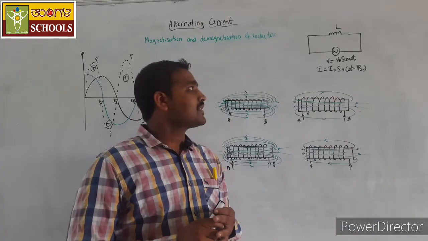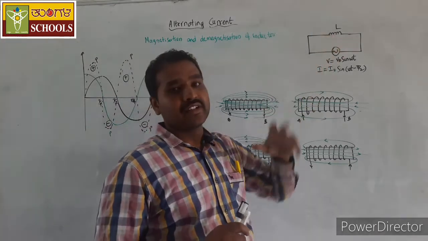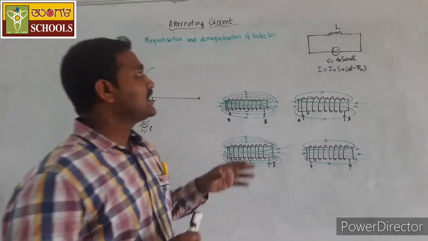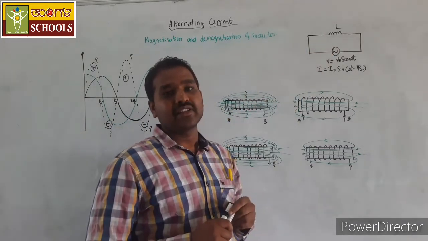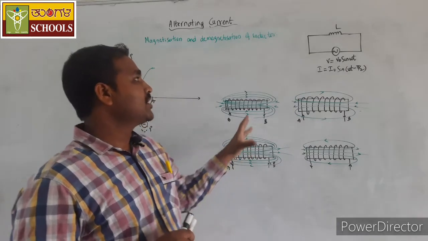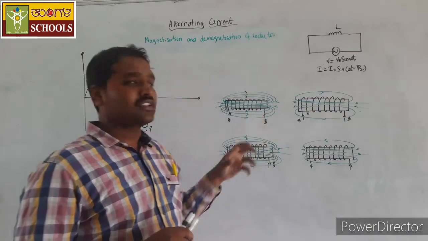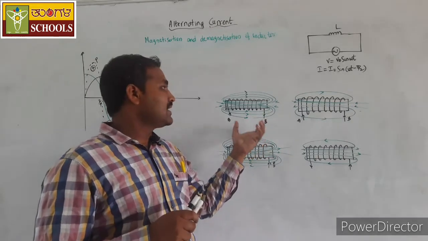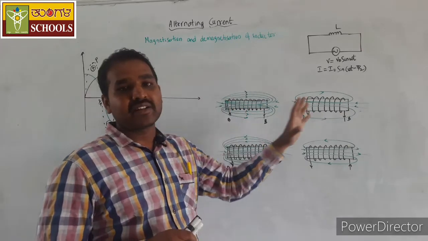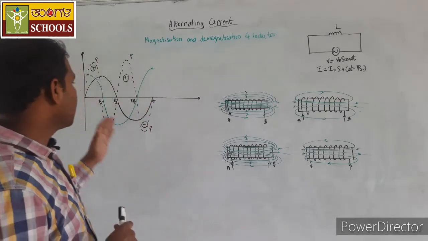When an AC circuit contains a pure inductor, as the current flows through the inductor, because of the changing current there is magnetization and demagnetization of the inductor. As and when the current changes direction, there will be flux induced in the inductor which magnetizes the inductor, and when the flux reduces, that demagnetizes the inductor.